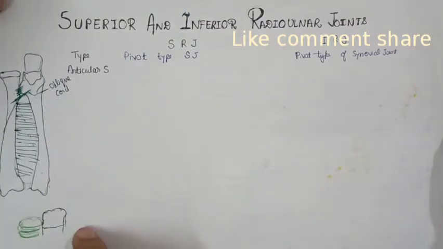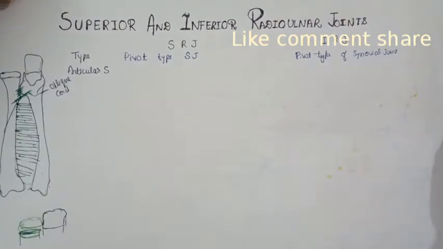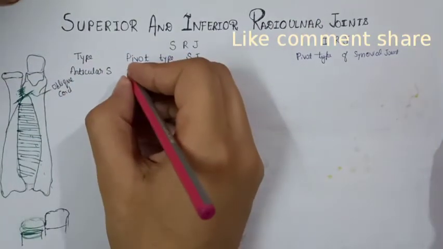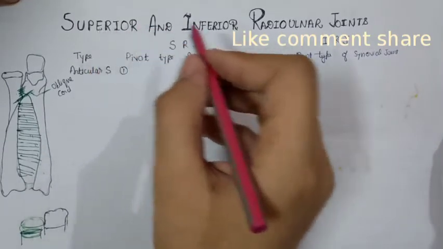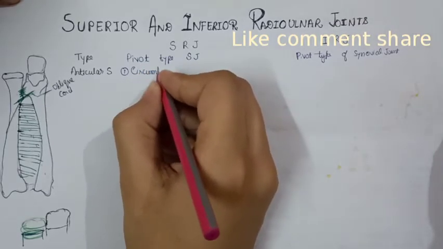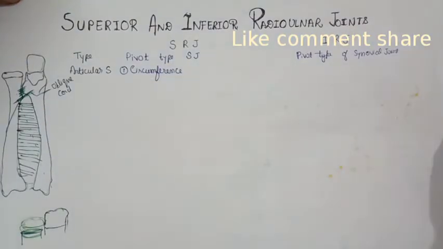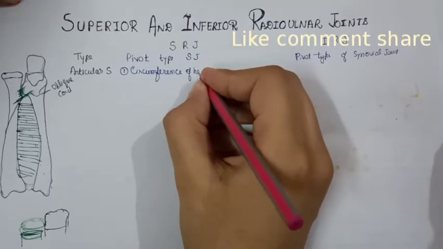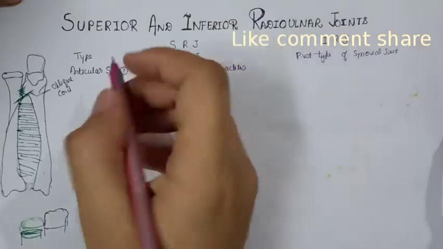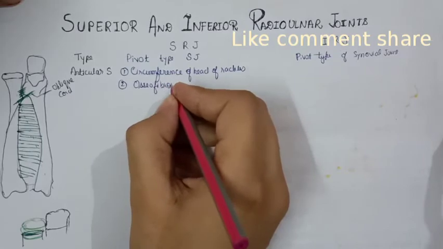So the articular surfaces include, here is the circumference of the radius. In the diagram, as you can see, the disc-shaped circumference of the radius. So the first articular surface in the superior radioulnar joint is the disc-shaped circumference of the head of the radius, and second is the osteofibrous ring.